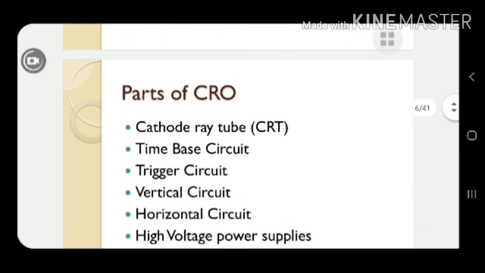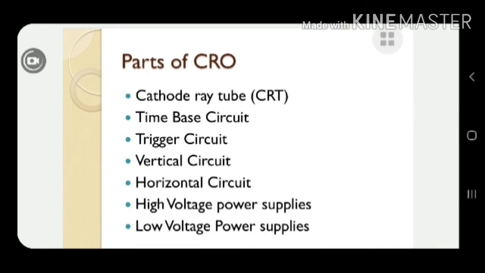So again, what all things can we measure using CRO? We can measure all the electrical parameters of the electrical signals like AC-DC voltages, AC-DC currents, frequencies, then phase difference, and the non-electrical parameters consist of temperature, pressure, stress, strain.